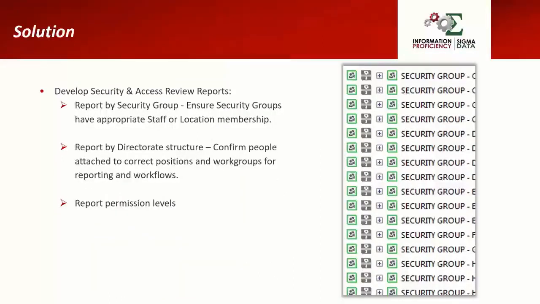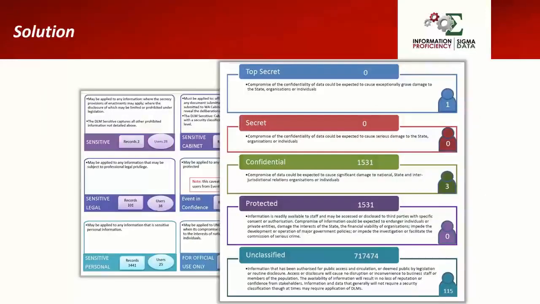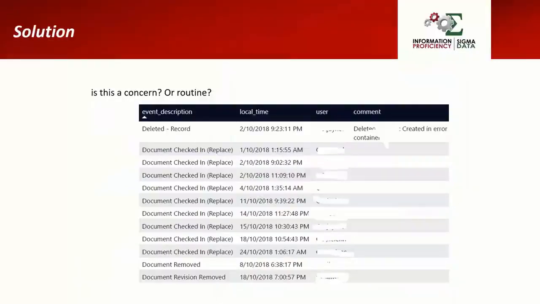You can develop security and access review reports. You can report by security group, you can report by directorate structure, and you can report permission levels. I'll show you a bit more of this later on. Here's a different kind of report showing some of those security levels and permissions. So we have something like documents checked in and being replaced. This is a sneaky way of potentially replacing documents. Again, is it routine or is it a concern? Some of what you see on the screen happen to be routine, and some of it happened to be someone working through a loophole in the system, and they worked out how to replace documents.